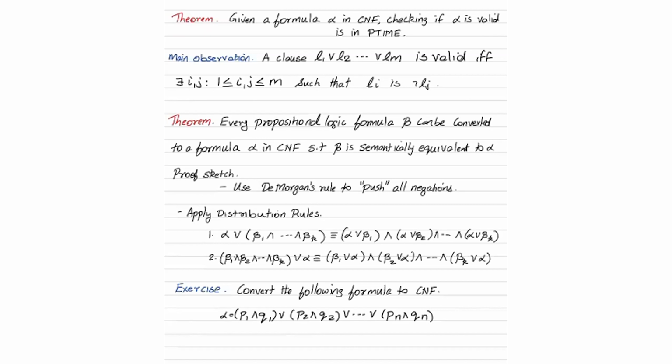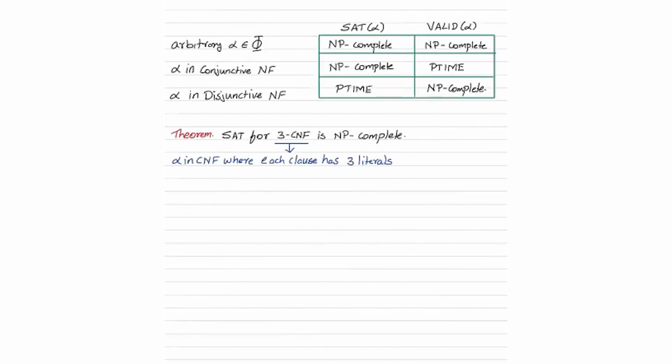So just to give you a summary of these decision procedures. If you take an arbitrary propositional logic formula, you're looking at satisfiability and validity. These are the two questions. Both are NP complete. If your formula is in CNF, then satisfiability is still NP complete, whereas validity is efficient, polynomial time. If your formula is in disjunctive normal form, then satisfiability is efficient, in polynomial time, and validity is NP complete. So that's basically the picture.